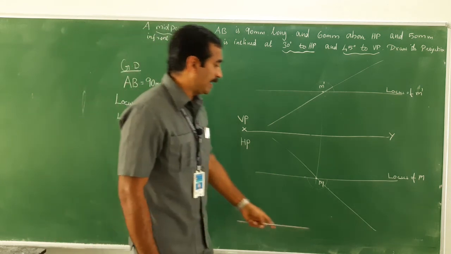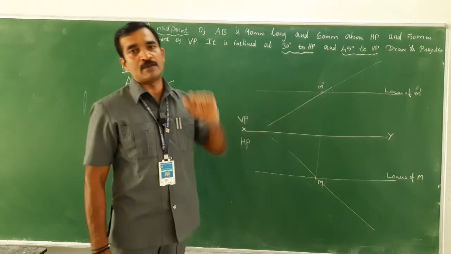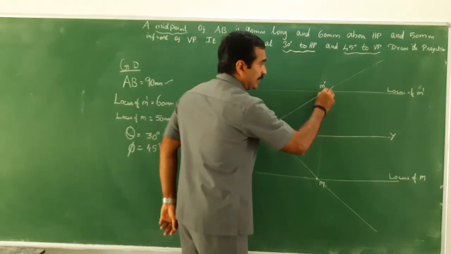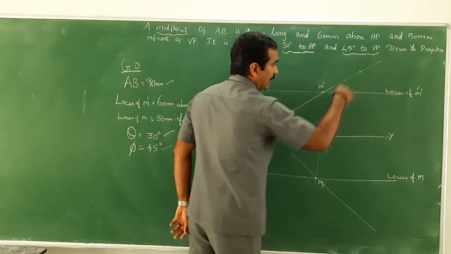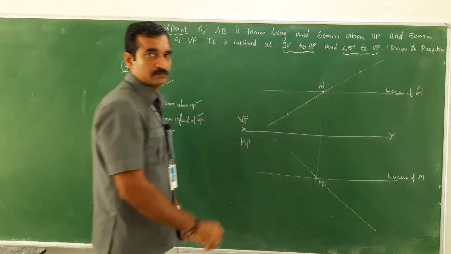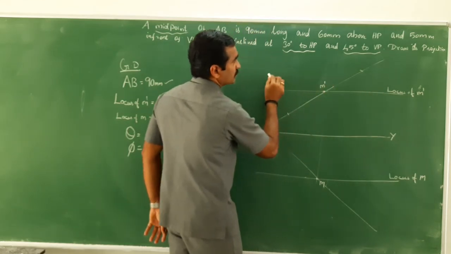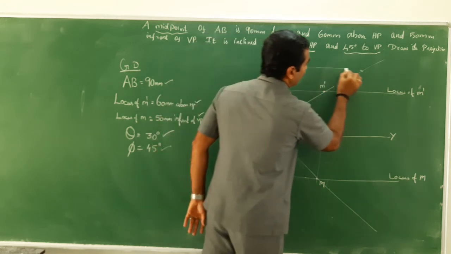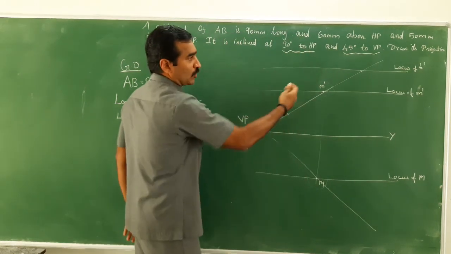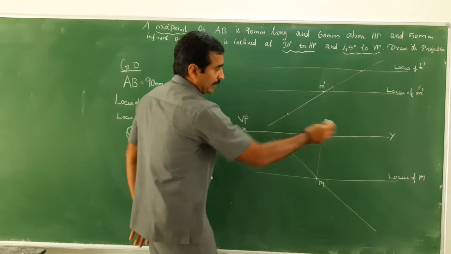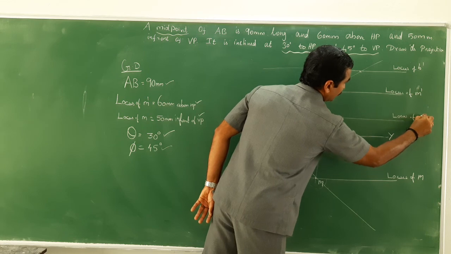Here the given length is 90 mm. The true length of this object is 90 mm. So take 45 mm in your compass and keeping at M, cut an arc on the line which is extended at 30 degree above as well as below. So the intersection point above the locus of M dash, draw a line parallel to XY, the intersection point. This is nothing but locus of B dash. And below the locus of M dash, draw a line parallel to the XY passing through the intersection point, and this is nothing but locus of A dash.